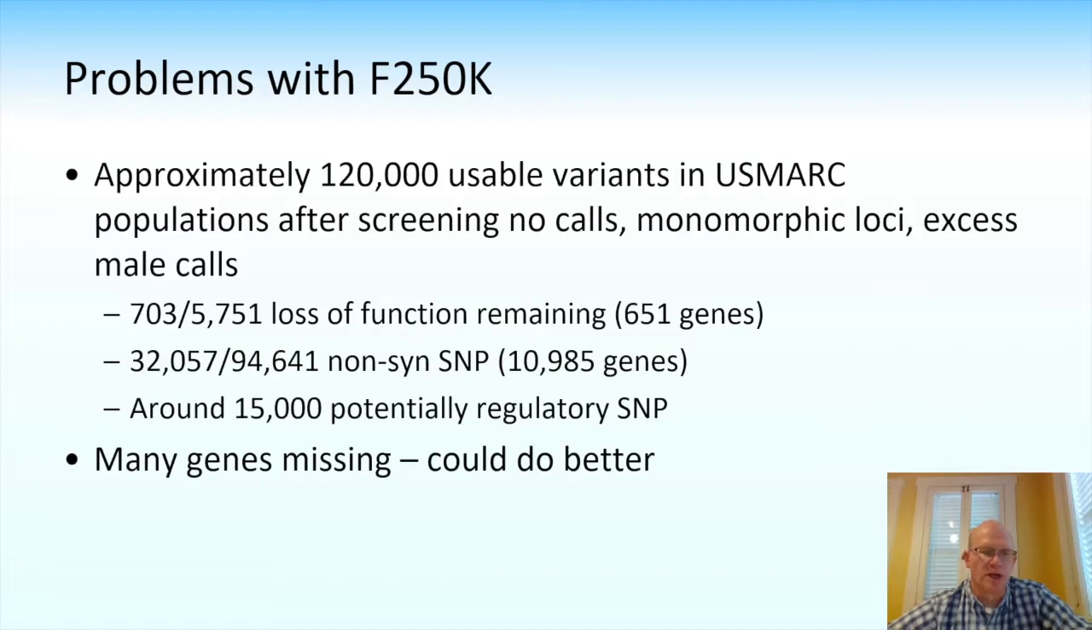And only around 15,000 potential regulatory SNP remain. So a lot of different genes are missing. If we're only representing around 651 and a little over 10,000 genes in the whole genome, realize that there's at least twice as many genes of that generally thought to be on the bovine annotation. So we're missing a whole lot of genes that, if they weren't producing the same proteins you would expect from that gene, we may not be seeing what we would expect.